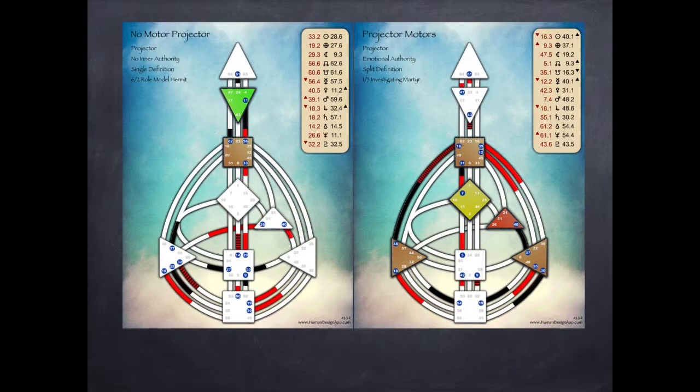And one more thing that is unique to projectors and also reflectors is that they can have no motors at all. Unlike manifestors who will always have a motor defined and also to the throat, based on their design and body graph, projectors can have varying energy because it's based on the motors. And although the sacral motor is one of the most powerful motors, the other motors have energy as well.